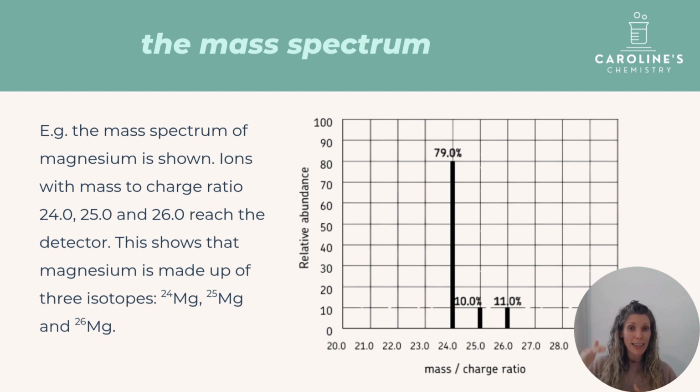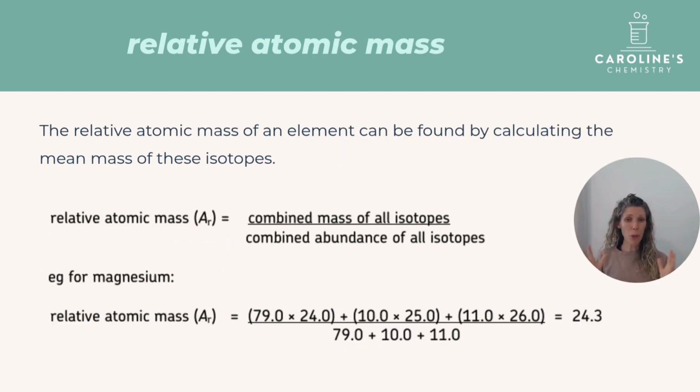We can also see the abundance of these. That is the y-axis, remember, and we can see here, for instance, that of the 24 magnesium plus ion, we have 79% compared to much less of the others. Now, remembering what the point of all of this was, why do we want to do this in the first place? It's because usually we're trying to find out the relative atomic mass or the relative molecular mass of something. In this magnesium ion example, we can find out the relative atomic mass.